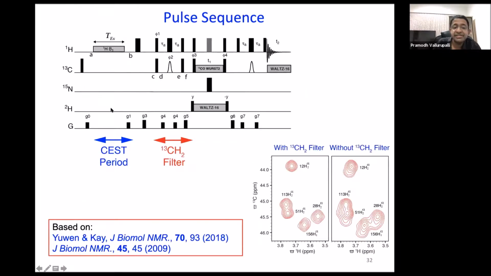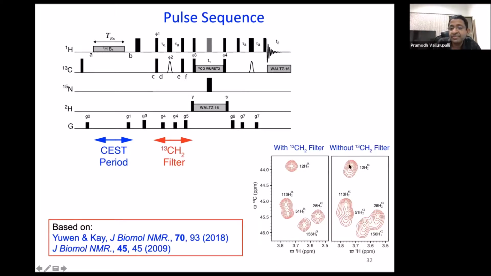And so this is the experiment we came up with, and it's based on this experiment by Taran and Louis K. The idea is here we have a proton CEST period, and then here we have this CH2 filter, which gets rid of any signal from CH2 groups, followed by a standard HSQC part. So once again, the intensities of peaks in the HSQC, as a function of offset, can be analyzed to detect the minor states.